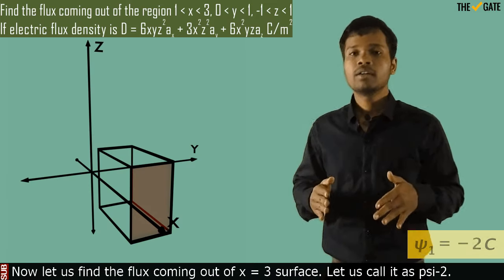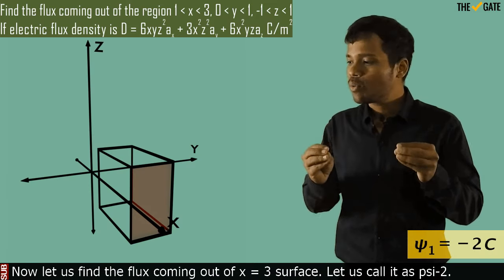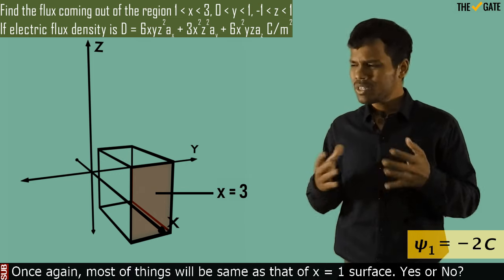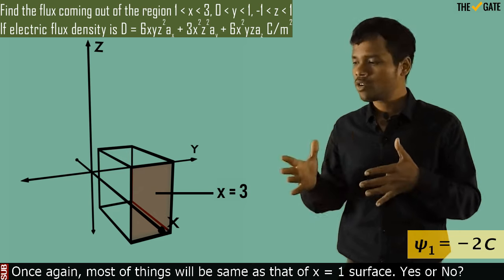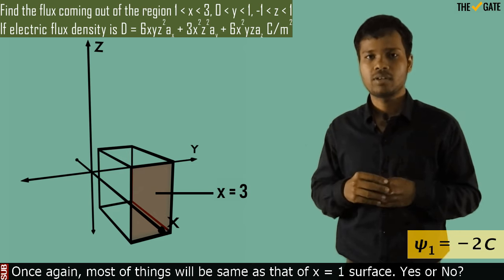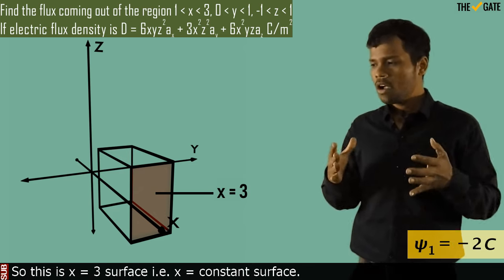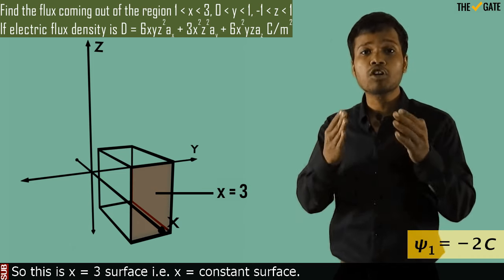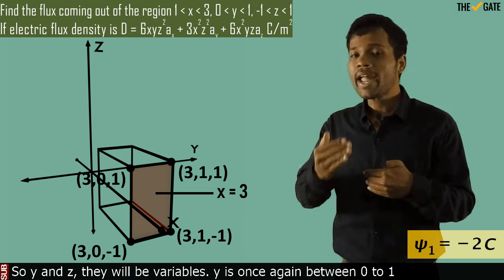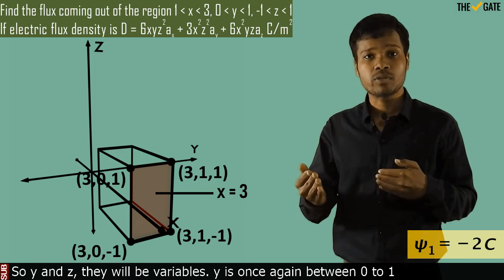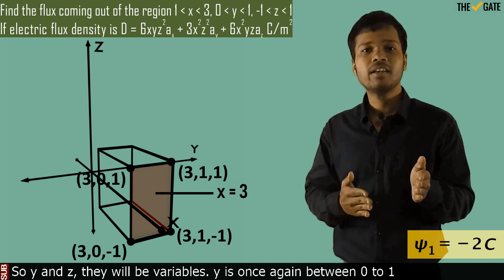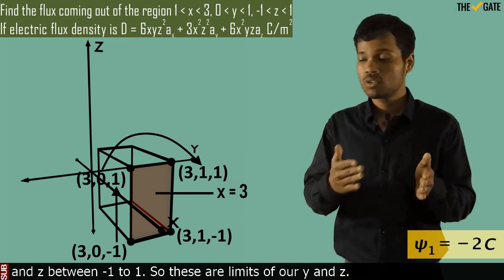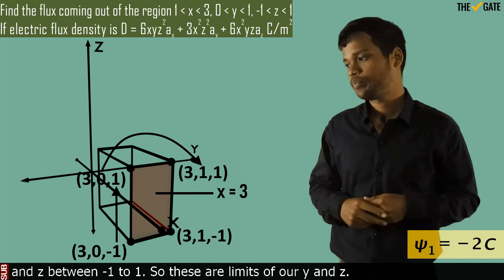Now let us find the flux coming out of the x equal to 3 surface. Let us call it psi 2. Once again, most of the things will be the same as for the x equal to 1 surface. This is the x equal to 3 surface, that means an x equal to constant surface, so y and z will be variables. Y is once again between 0 to 1 and z between -1 to 1. So these are the limits of our y and z.